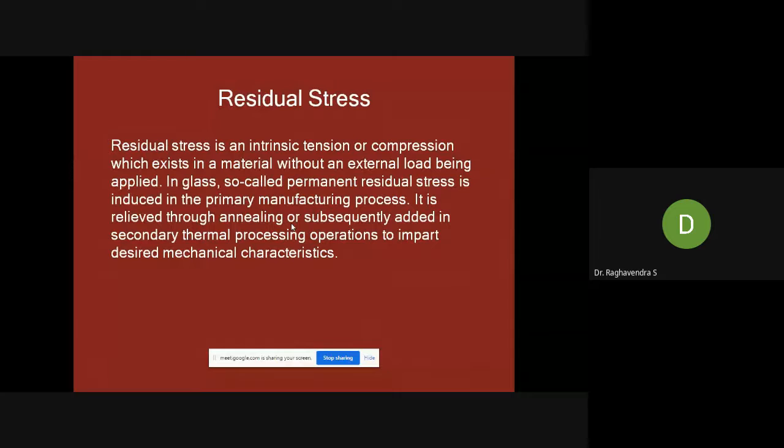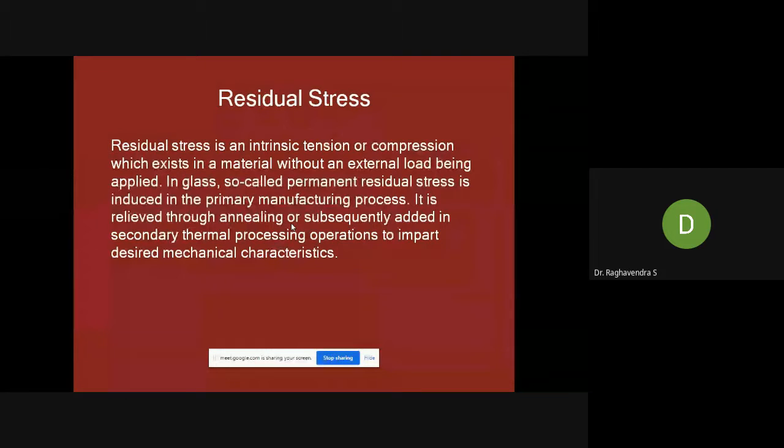Similarly, why does this residual stress come into the picture in optical photoelasticity? Because there is some photoelastic material. You know that we'll take some epoxy kind of material, a crystalline, transparent material, that should be free from residual stress. If the material itself has some residual stress, you cannot analyze properly in the polariscope. That is the meaning of this thing.